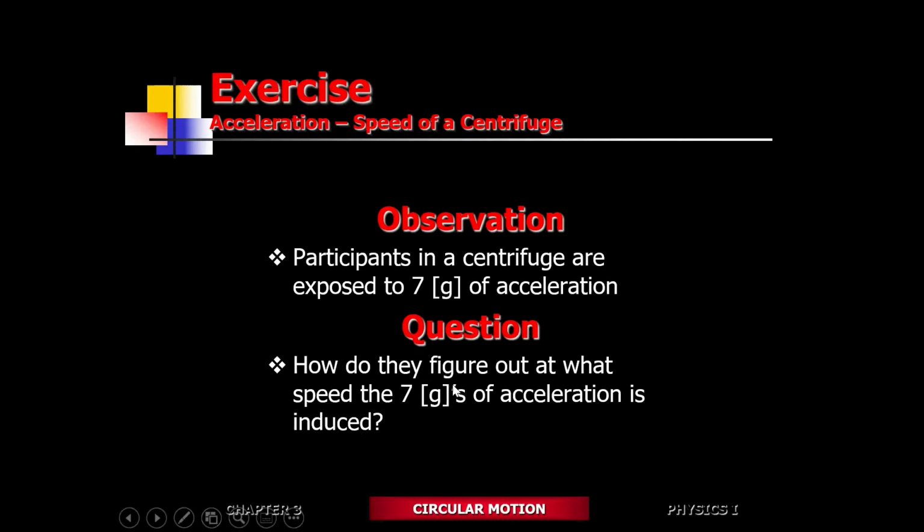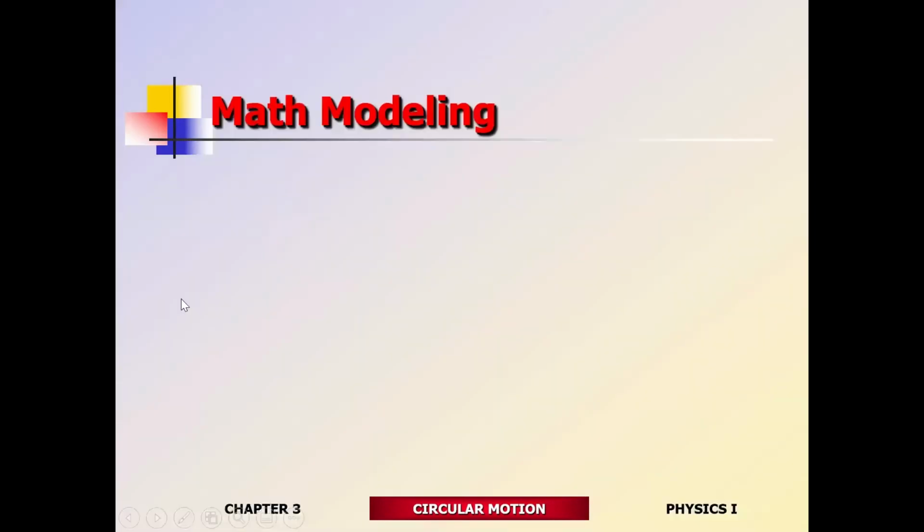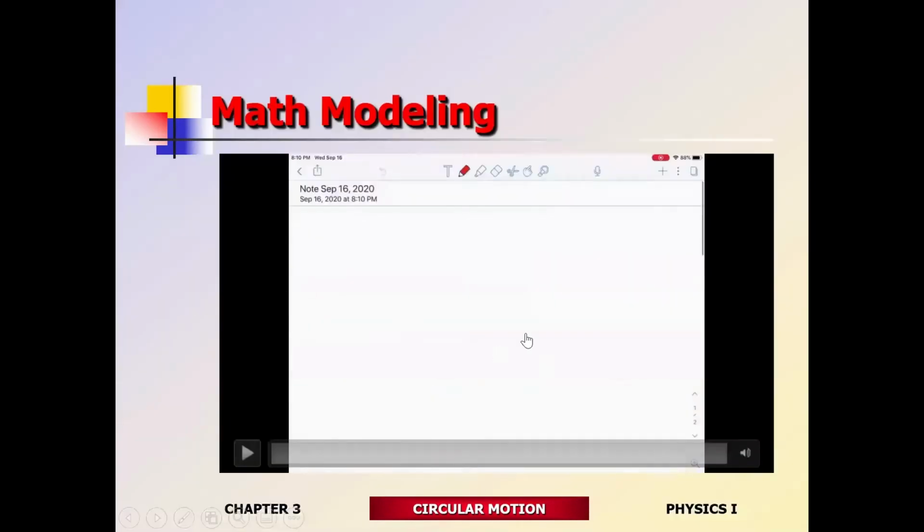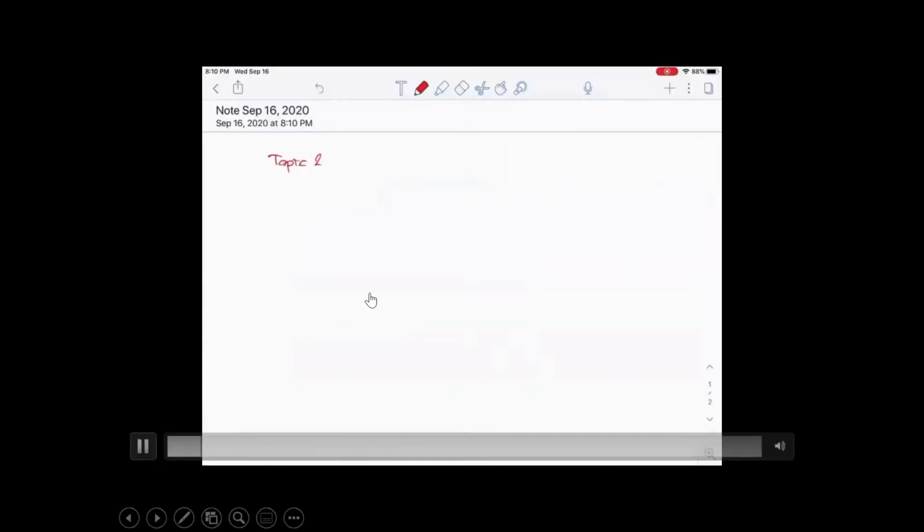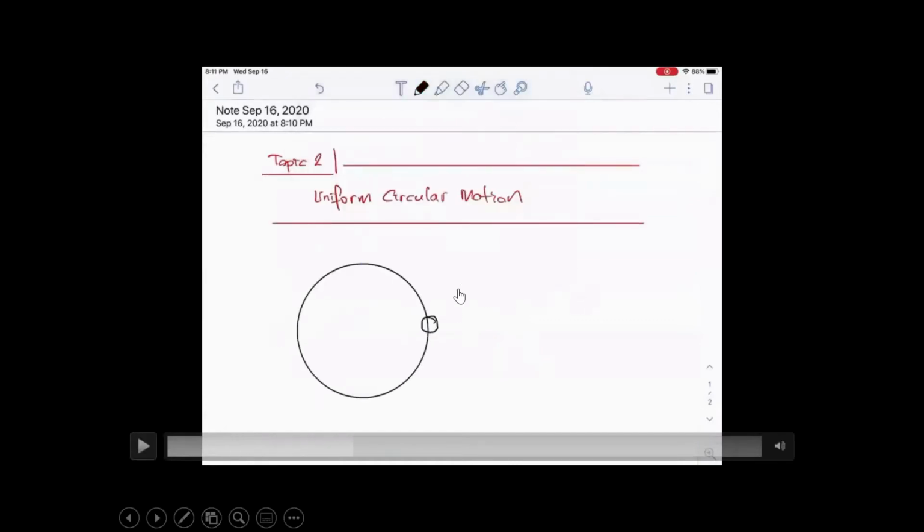So how did they figure out what speed the 7 Gs of acceleration is going to be induced at? Let's take a look at the mathematical modeling of it. Again, this is not a derivation, it's just a model that's going to fit the observation. We're ignoring the derivations for now.